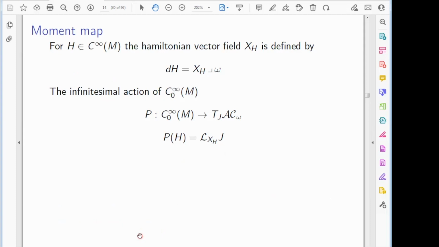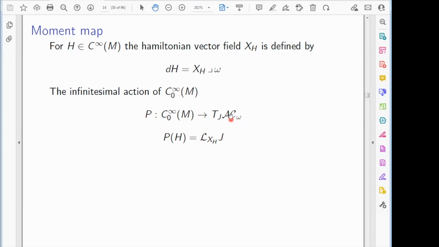So I should explain more about the moment map. If you have a Hamiltonian, so you have a function, then it has the corresponding Hamiltonian vector field, defined by this relation. And so then the Hamiltonian group has the infinitesimal action on this manifold given by, we'll call the action by capital P.